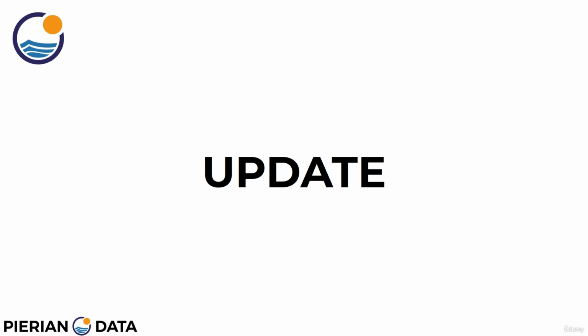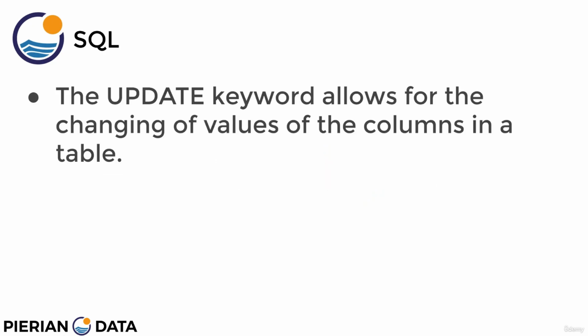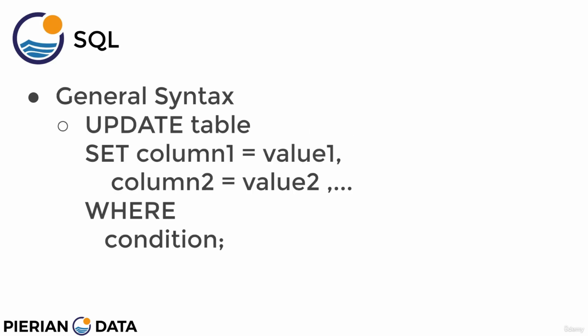Welcome back everyone to this lecture on the update keyword. The update keyword allows for the changing of values of the columns in a table. The general syntax is as follows. We say update, then what table we want to update, and then we can say set column equal to some apparent value that we've chosen for that column. And then we can also specify conditions for where the update should occur.